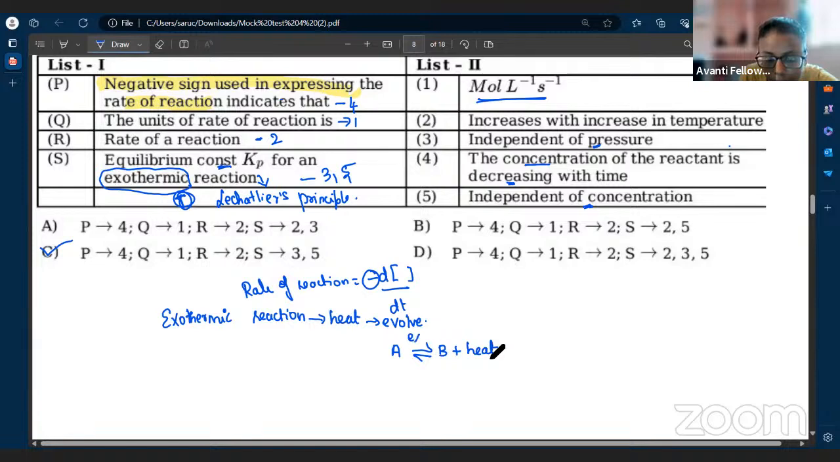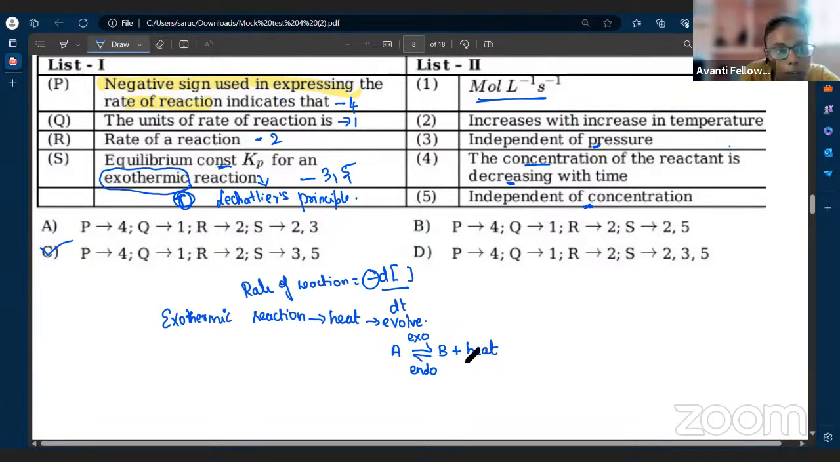So the forward reaction is going to be exothermic. What would be the backward reaction? The backward reaction is going to be endothermic. So A to B is exothermic, and B to A is going to be endothermic.